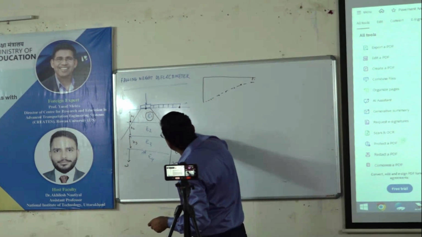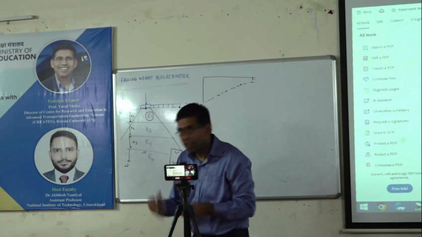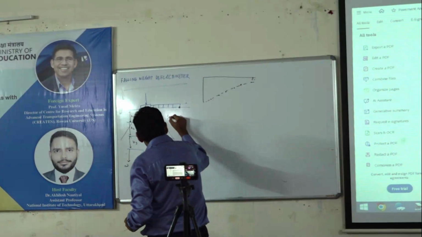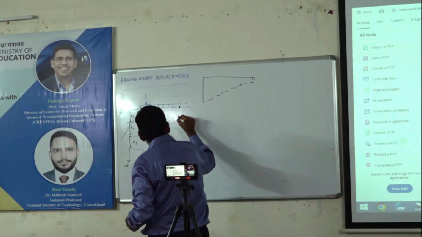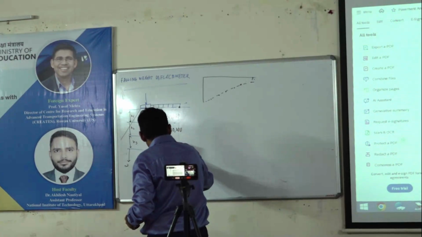You have to initially start with an initial number for E. Somewhere you have to start based on experience or whatever it may be. Let's say I start with 500,000, 100,000, 50,000, 20,000. Let's say.